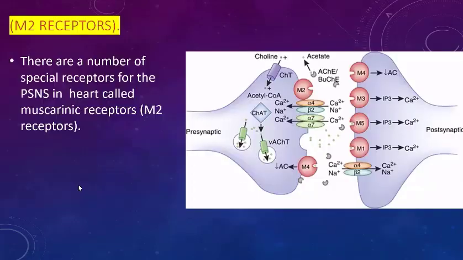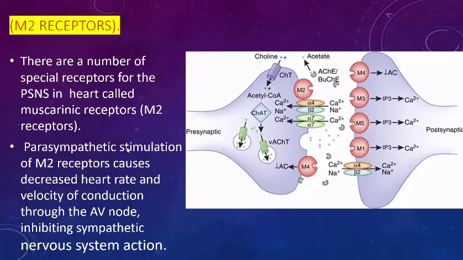M2 receptor. There are a number of special receptors for the parasympathetic nervous system in the heart called muscarinic receptors. Muscarinic receptors are of many types. So the M2 receptor is present in the heart, and they are called muscarinic receptors.